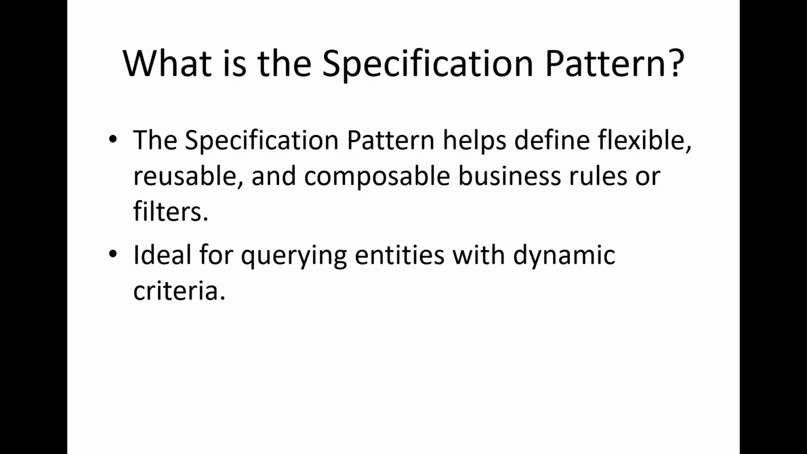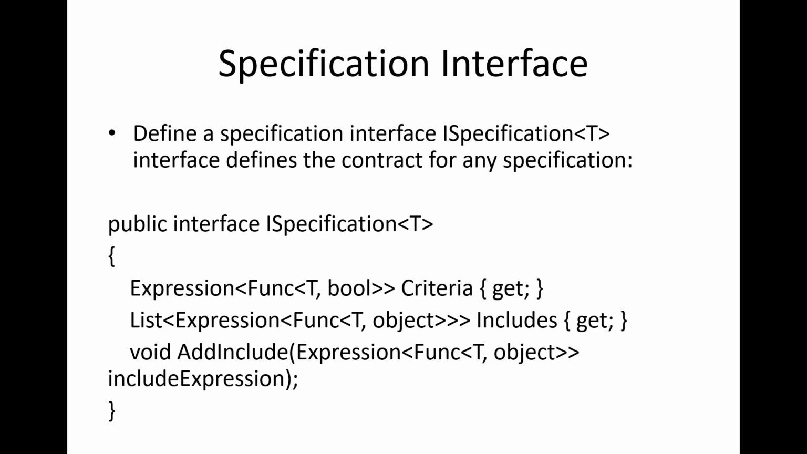It's ideal for querying entities with dynamic criteria, so we do not have to code a specific criteria every time. It's more dynamic, being built using this specification pattern. How are we going to implement this? Basically, we need a specific interface, ISpecification, that defines the things we need. We'll be using a criteria, and then we will be using includes to eager load all the entities.